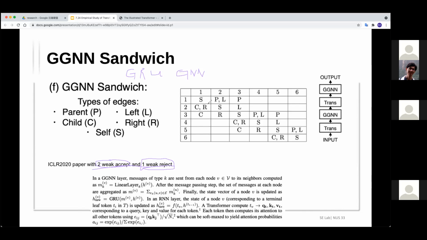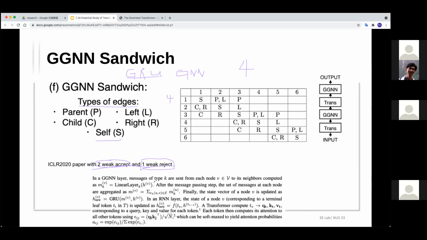And for the details, he just used 4 relations. He regards the tree as a graph, and there are 4 types of edge: the parent, left child, right child, and the self edge, which is itself. So the GRU means for each different type of edge, it has a different type of GRU. That means there are 4 GRUs. Okay. If you want to look at the details, I refer to the original paper.